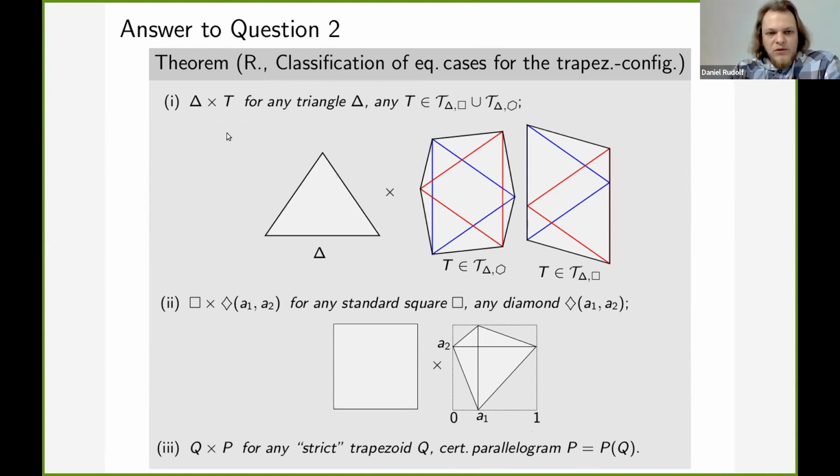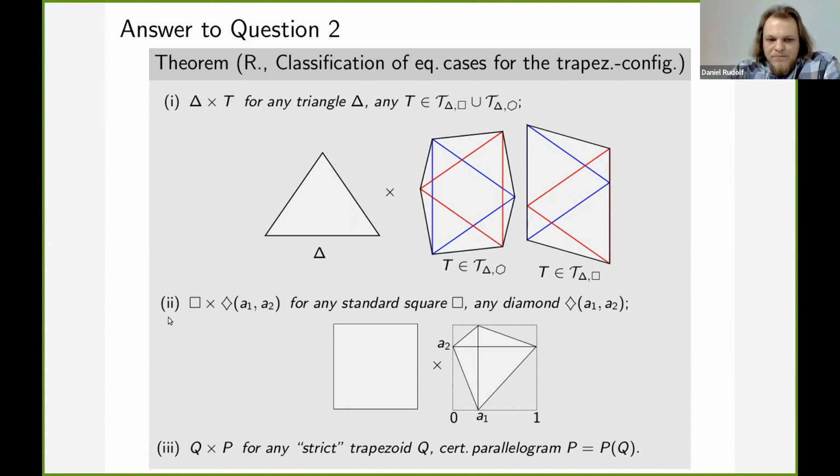Okay, then concerning the answer to the second question, whether it is possible to determine equality cases, I split this again into three configurations: the triangle configuration, the parallelogram configuration, and the trapezoid configuration, by which I mean strict trapezoids, trapezoids which are neither parallelograms nor triangles. If we are in the triangle configuration and start with any triangle on the left side, I call this Delta. If we then rotate this Delta by 90 degrees to the right and 90 degrees to the left, one gets the red and the blue triangle. If one now looks at the volume minimizing convex hulls of these two triangles, then one can get hexagons and parallelograms. All of these volume minimizing convex hulls are T's for which Delta cross T is an equality case of Viterbo's conjecture. What exactly this means, I will say in a few moments.